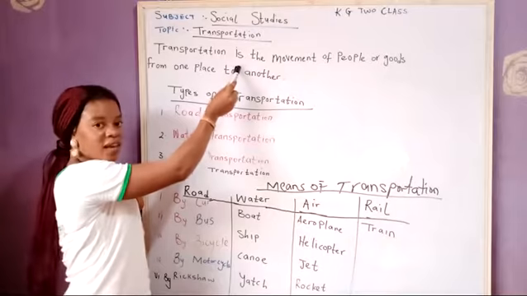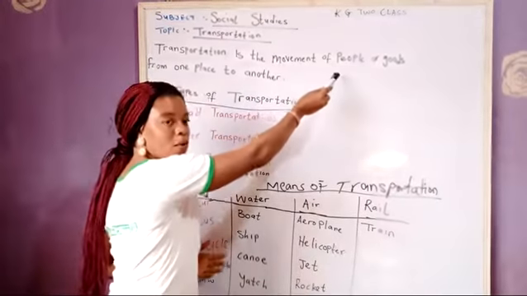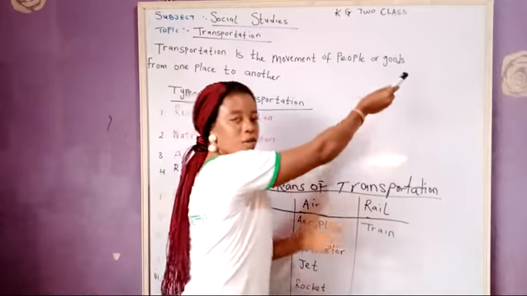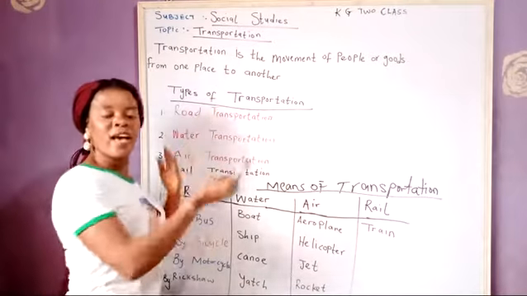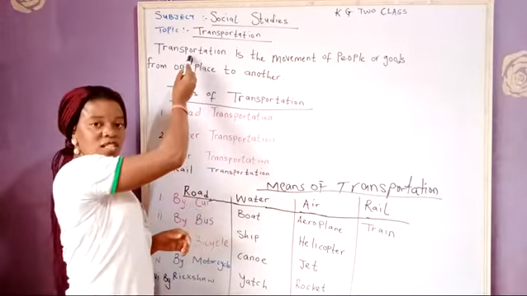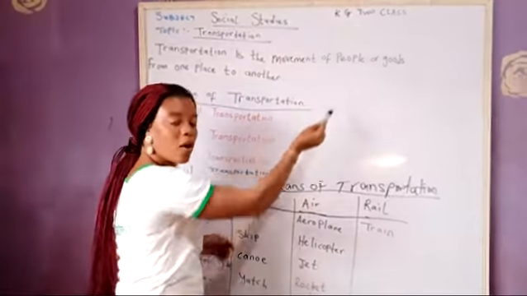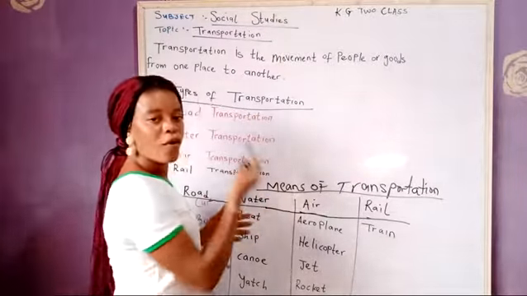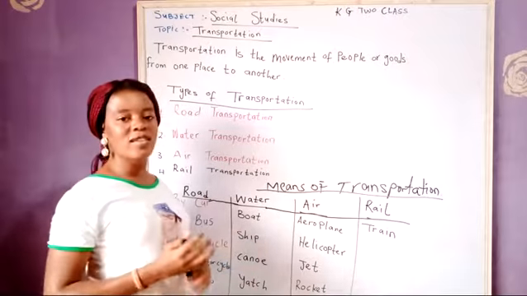Transportation is the movement of people or goods from one place to another. Now say it after me. Transportation is the movement of people or goods from one place to another.